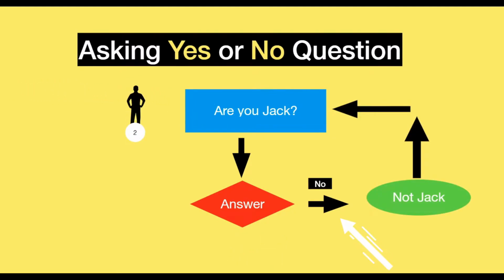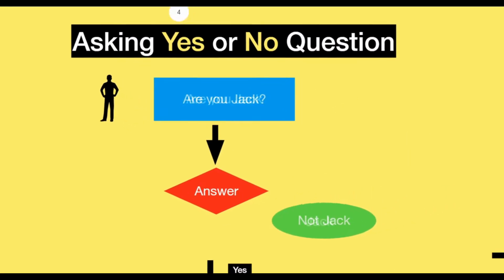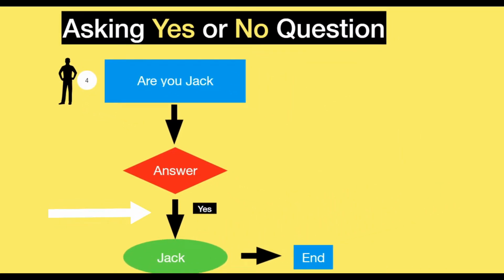Again, if I receive no from the person, I will move to the next person and ask, are you Jack? If I receive yes from the person, I will stop searching because I have found Jack and the process will end. This is the whole idea behind flowchart.